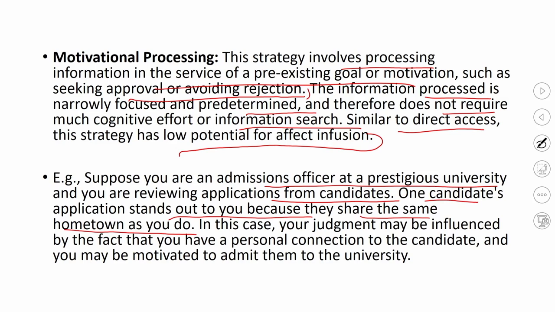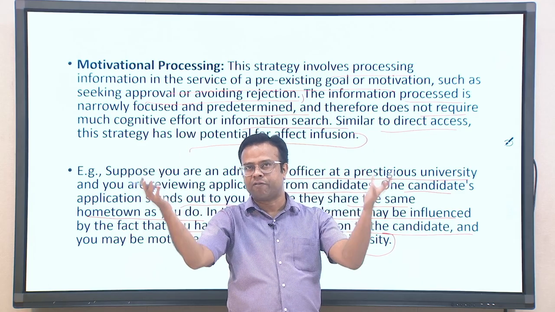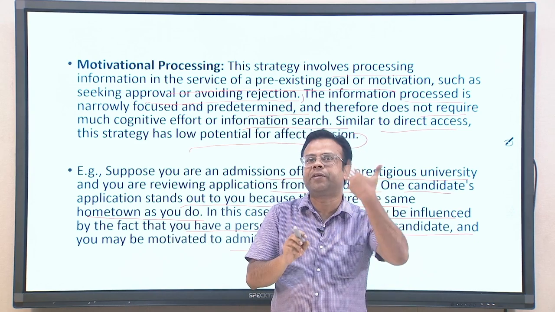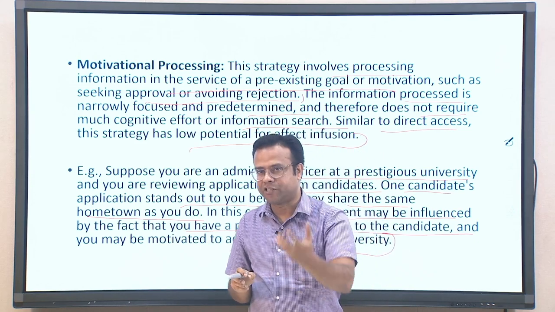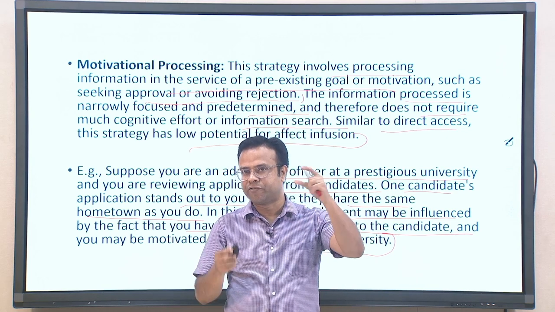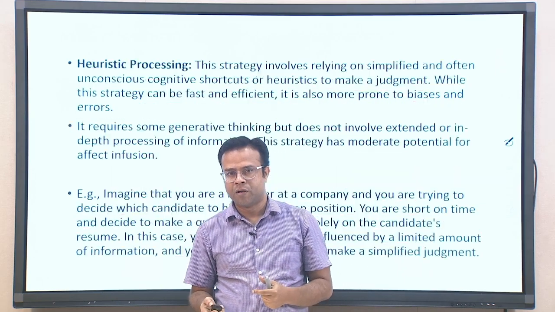So, there is some kind of bias that may be involved here. In this case, your judgment may be influenced by the fact that you have a personal connection to that candidate and you may be motivated to admit them. So, here your personal motivation is the deciding factor. Your current emotion and other things may not influence much. It can influence, but it will be much less because you have a pre-existing motivation that is deciding. So, cognitive effort is less here, things are very clear cut, already decided.